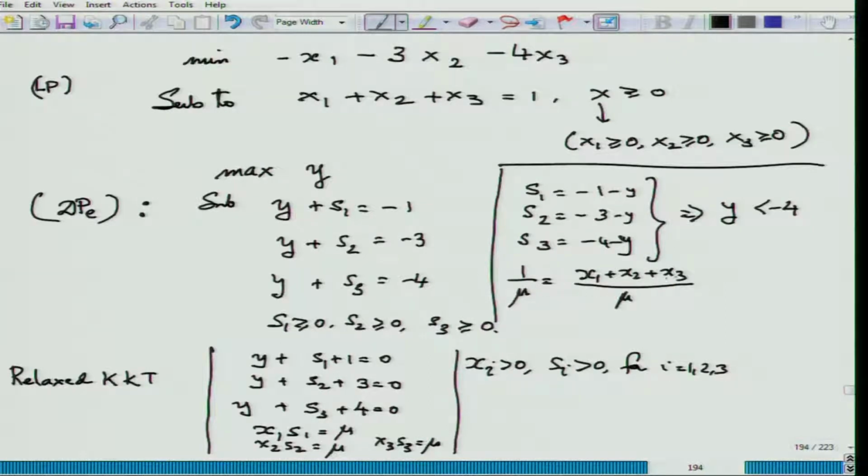So, 1 by mu is 1 is x1 plus x2 plus x3 by mu, because this is equal to 1, and then this will become 1 by S1 plus 1 by S2 using this set of equations, the last one, this set of equations. And this now you can put, so mu is now, there is a relation between mu and y. So, I can express y in terms of mu, you see, once I express y in terms of mu, I can express s in terms of mu, and hence I can express x in terms of mu.